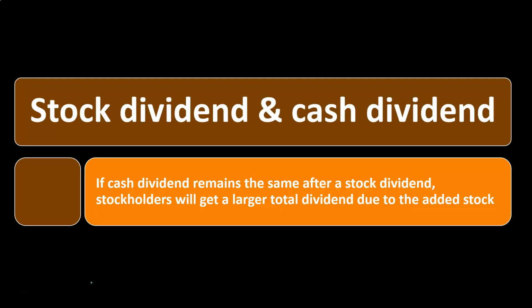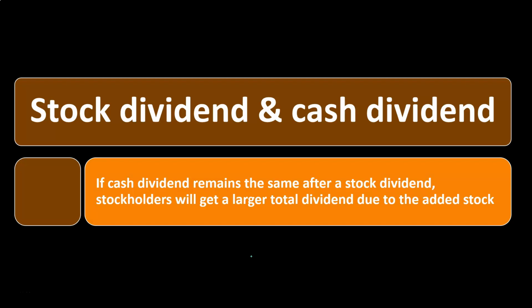So the stock dividend and cash dividend: if the cash dividend remains the same after a stock dividend, stockholders will get a larger total dividend due to the added stock. In other words, if the company is paying a set cash dividend and they don't change the cash dividend policy, and they then enter a stock dividend, increasing the amount of stocks that are out there, if you were an owner that had the stock before, and now you have more stocks due to the stock dividend, and the cash dividend is the same per share, then you would get more in terms of the dividends distributed because you have more shares of stock if the dividend policy is on a per share basis.